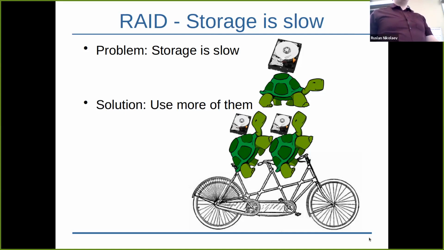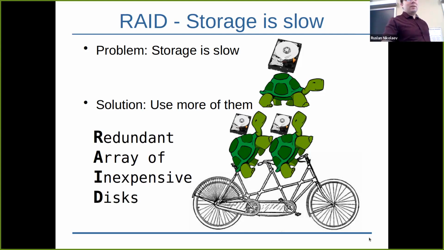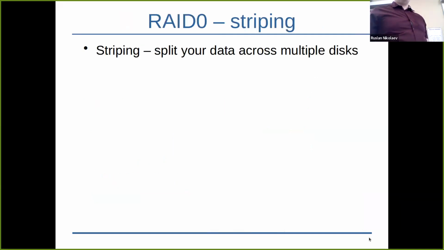Another problem with hard disks is that they are not reliable. Maybe they fail a lot. Again, to improve reliability, we can use more of them. So redundant array of inexpensive disks is RAID. That's the solution for that problem. So let's talk about that.